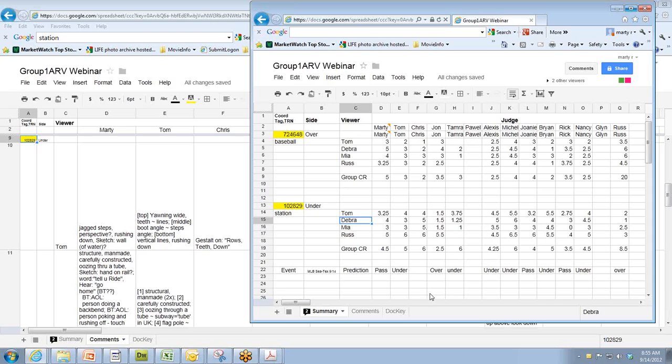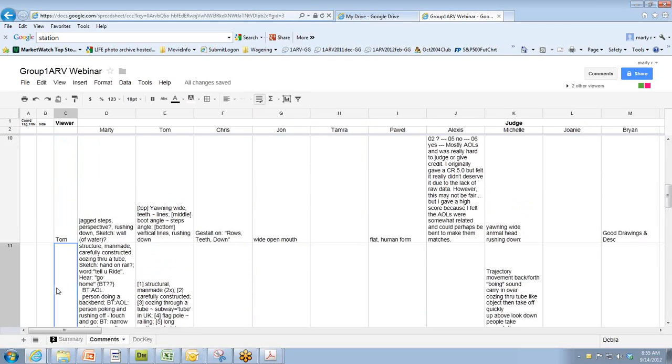Right, and she used the term tube and station. Then why did you give her a 3, Tom? Yeah, I was just wondering about that. I missed tube completely when I got her. Notice here I said constructed oozing through a tube. You see, as a judge, this is why it is so good to write it down in one form or another, or mark it.